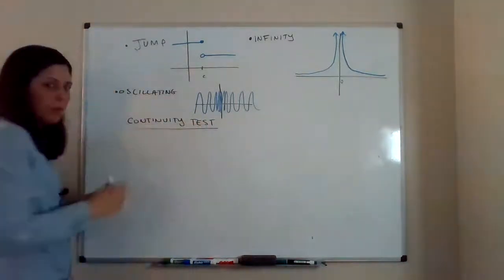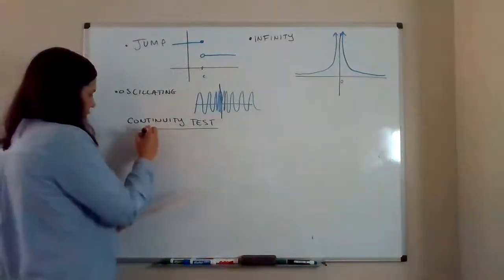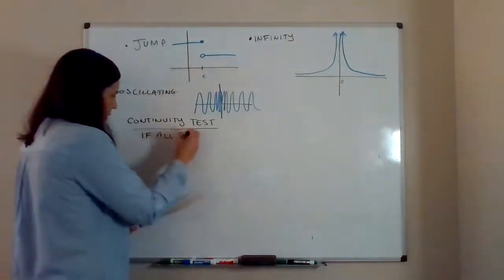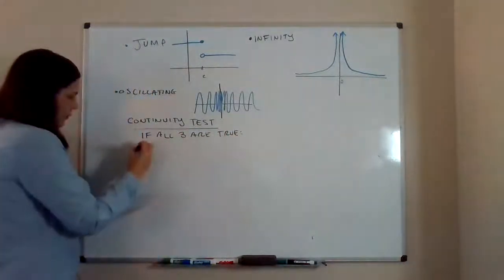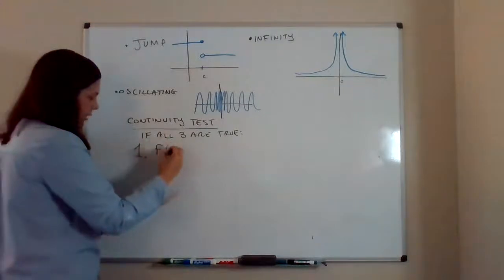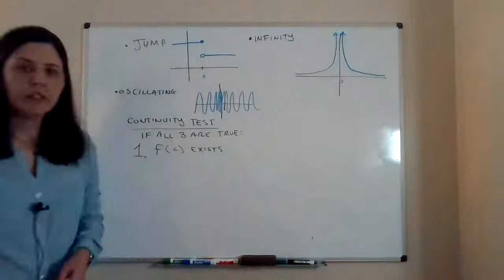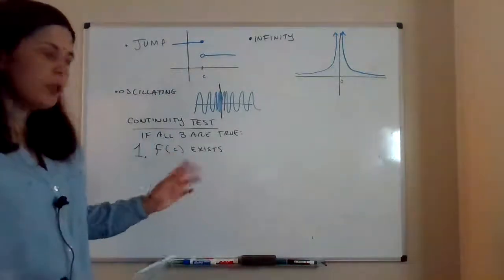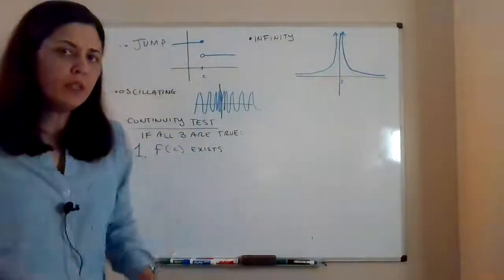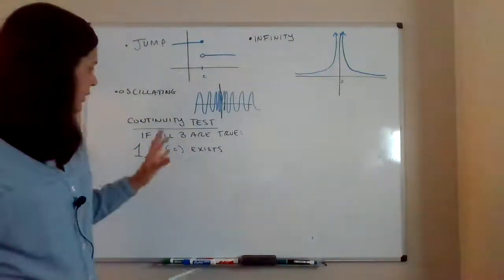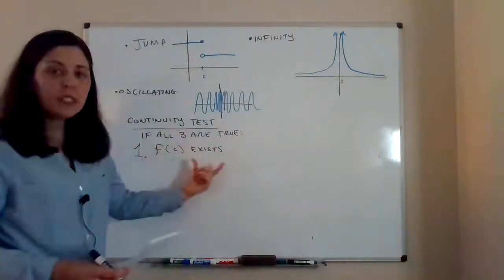So if we have these 3 things true, our function is continuous. So I'll say if all 3 are true. Number 1, f of c exists. Okay? If I plug in this number I'm trying to approach, I'm going to get an answer. That's the sine of x over x example. That was not true because when I plugged in 0, it was undefined. This is saying when I plug in some number I'm approaching, I'm going to get an answer.